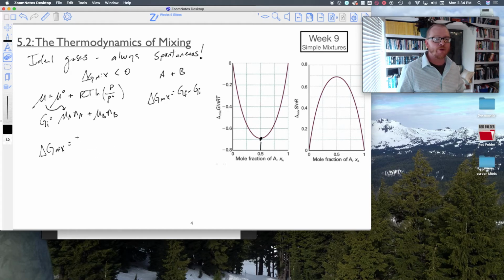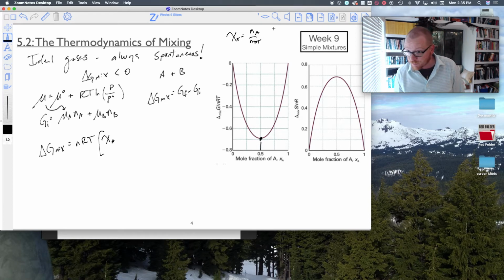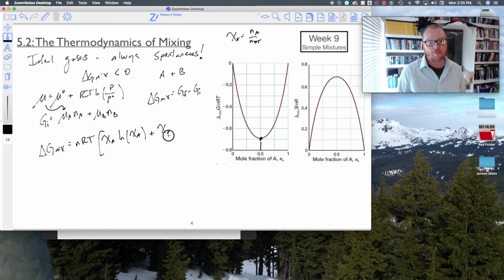And actually, in my fall 2019 notes, which I've posted, the full derivation of this equation is available right there if you're curious. Okay. But what we would get is nRT times the following. Chi A, and so I'll remind you, the mole fraction of A is going to be the number of moles of A divided by the total number of moles, okay? And then that's going to be the natural log, so chi A times the natural log of chi A, plus chi B times the natural log of chi B, okay?